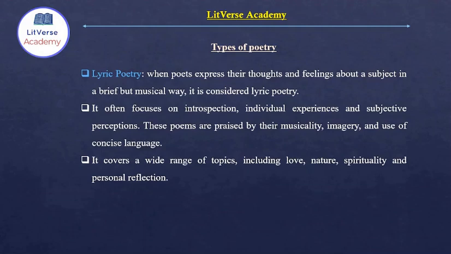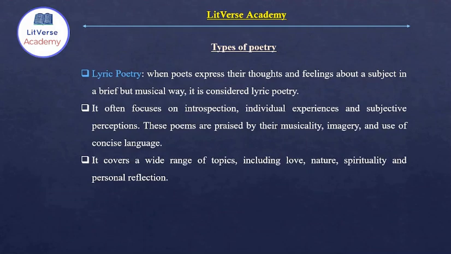So, as you can see, lyric poetry encompasses a wide range of forms and styles, including sonnets, odes, and elegies. These forms vary in structure and meter, but they all share a common emphasis on the emotional resonance of language and the musicality of words.